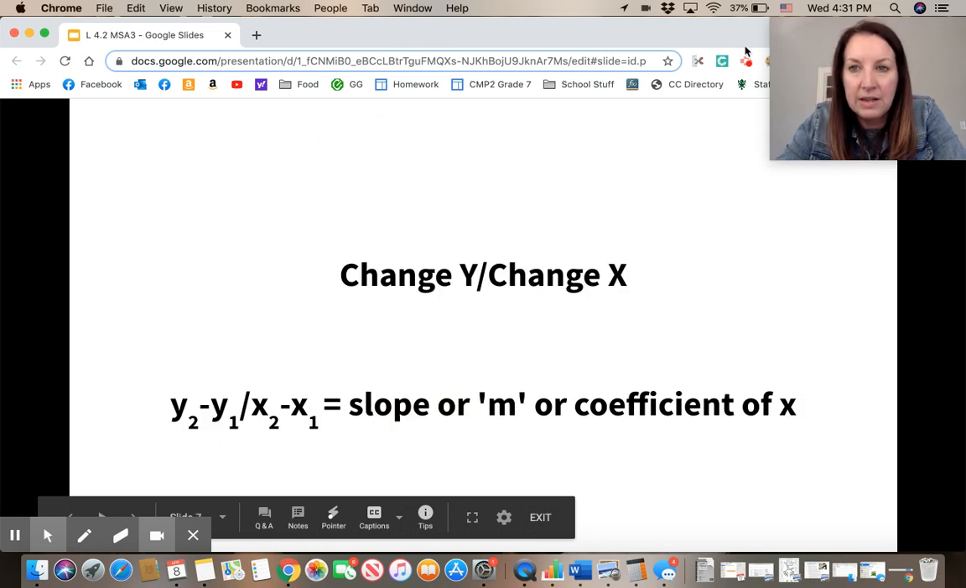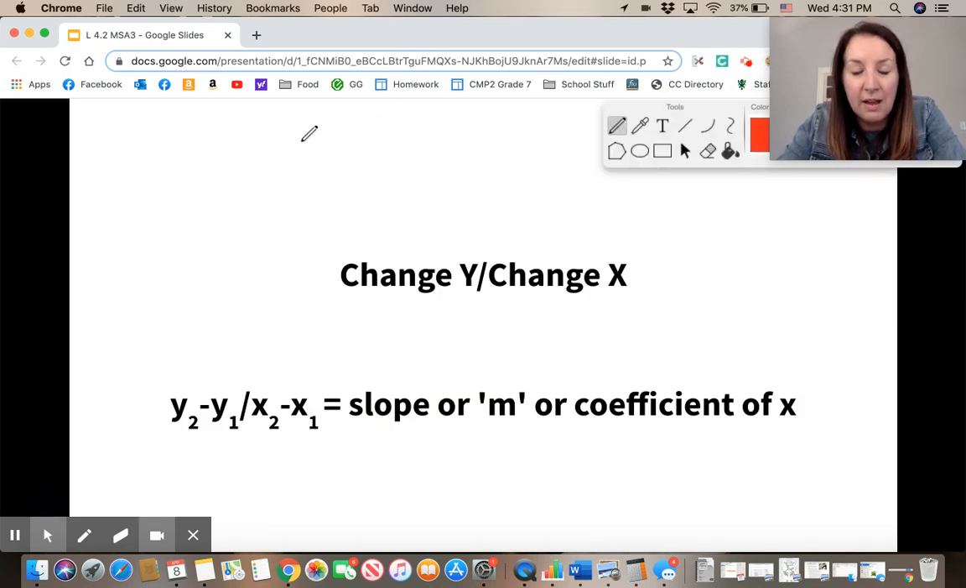All right, so I did also figure out how to draw. I do not have a mouse yet, so my drawings are really bad, but I want to show you again, the equation is change in y over change in x. That is written like this: y2 minus y1 over x2 minus x1. Written like a fraction, it would be y2 minus y1 on the top and x2 minus x1 on the bottom.